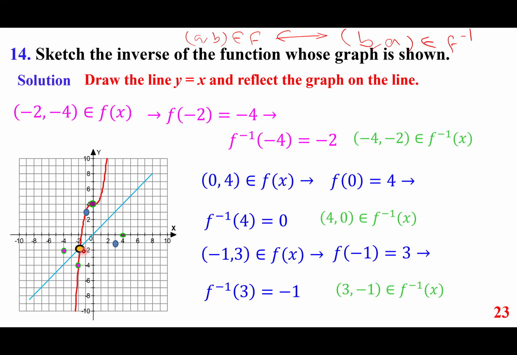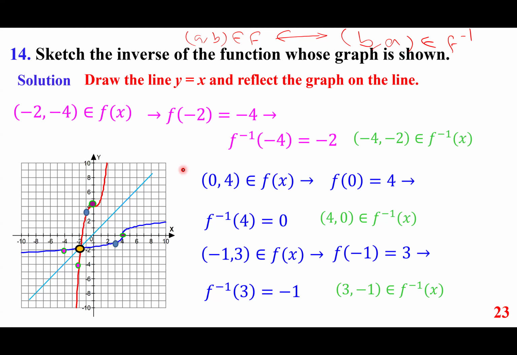If the two functions ever intersect, it has to be on the line y equals x, because y equals x and x equals y, they can interchange each other, right? So if the function crosses the line y equals x, its inverse must go through that point also. So that's why it goes like that. And again, as I said, you can always use a few more points to be on the safe side as far as the graphing is concerned.